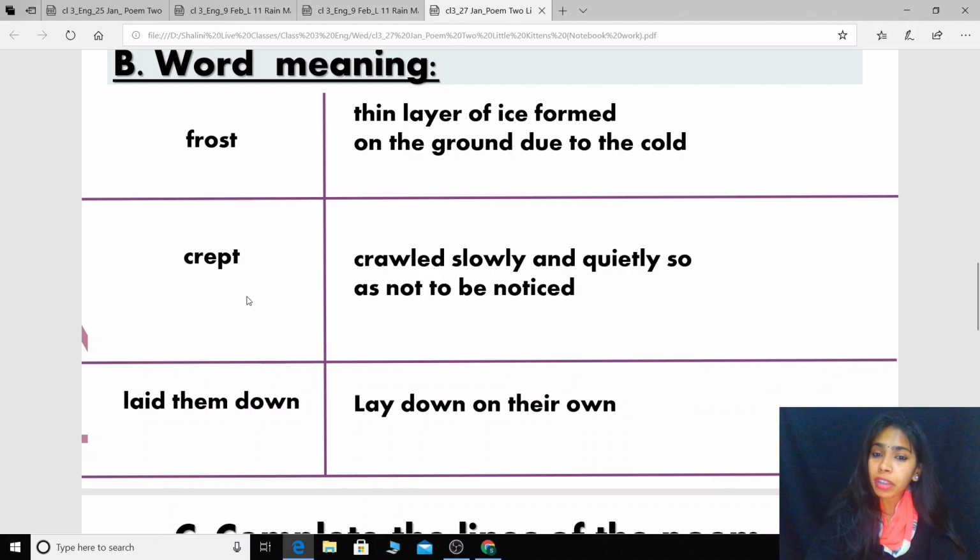What is the meaning of crept? Crept means crawled slowly and quietly so as not to be noticed. Let them down means lay down on their own, right? So you will get the word meanings for sure, children. So do learn the meanings with the words, okay?